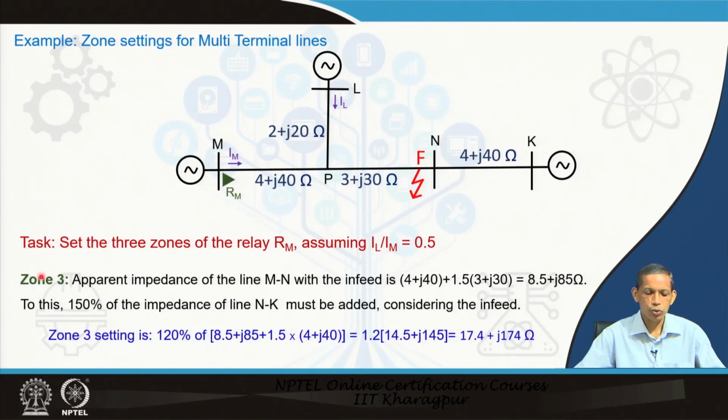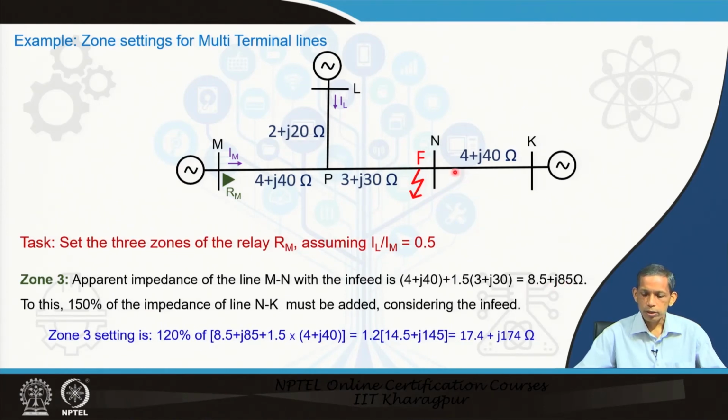Now, we will go for the zone 3 setting for the system. In the zone 3 setting, similar to zone 2, the apparent impedance of the MN section with infeed is 4 plus j40 plus 1.5 times 3 plus j30 up to this N section. So, this impedance plus the infeed 1.5 times 3 plus j30, for zone 3 also we will go for the higher length distance. So, this becomes 8.5 plus j85.